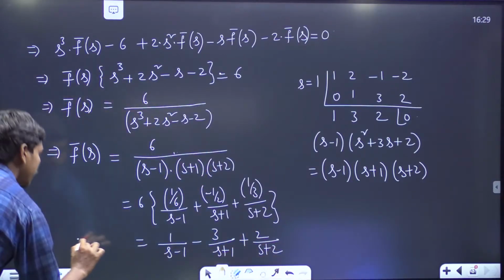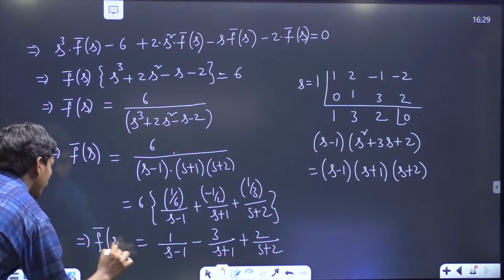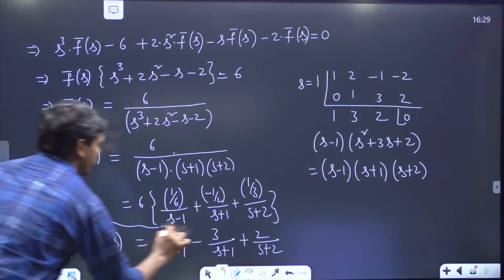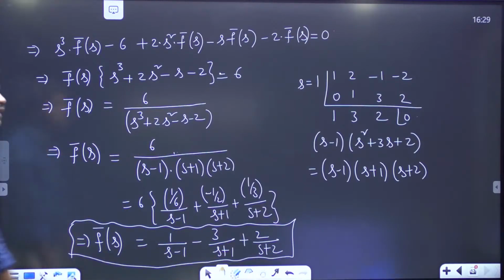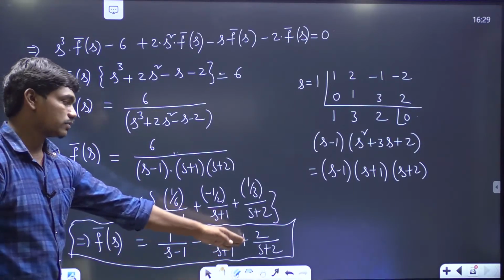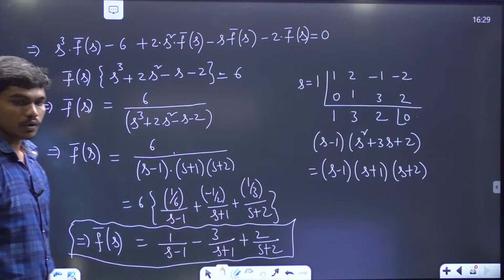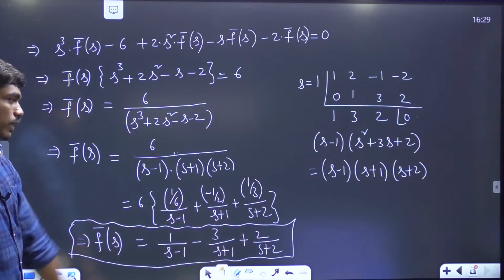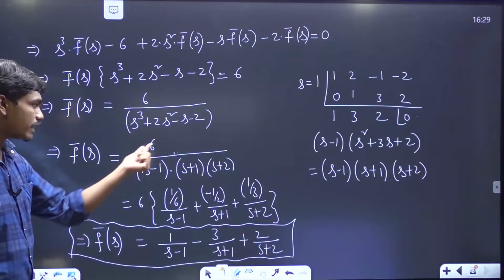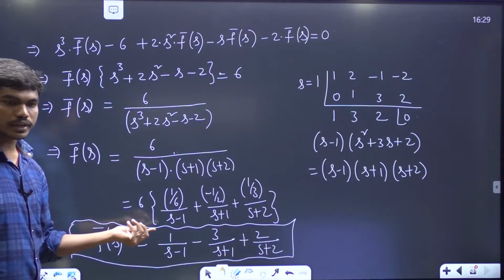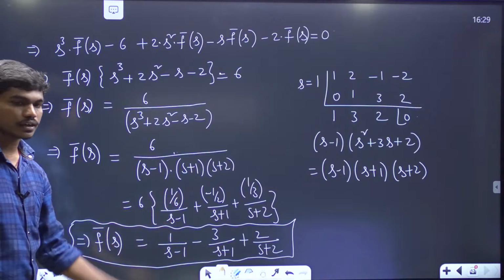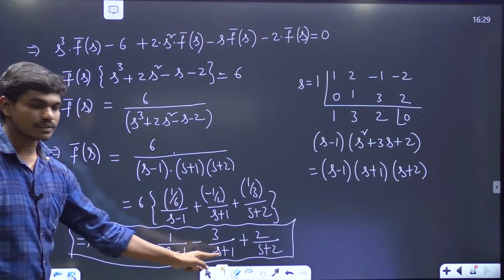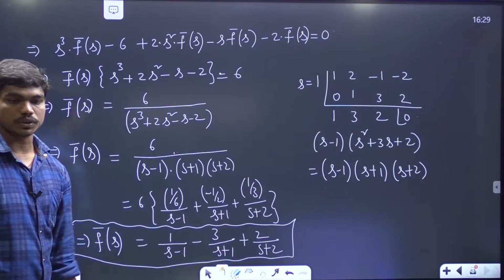So f bar of s is equal to 1 by s minus 1 minus 3 by s plus 1 plus 2 by s plus 2. Coefficient of s minus 1 is 1. Yes, 1 by s minus 1. See, I have taken the 6 common. If you don't take this 6 common, you can get directly 1 here itself. So 1 by s minus 1 minus 3 by s plus 1 plus 2 by s plus 2.